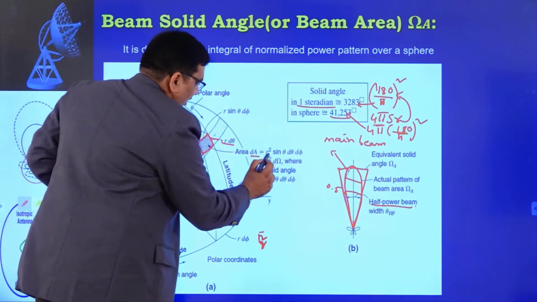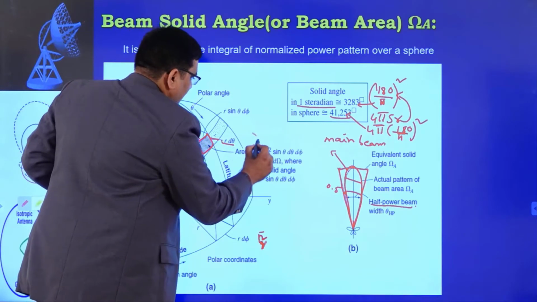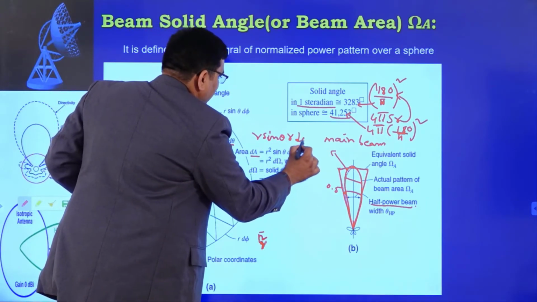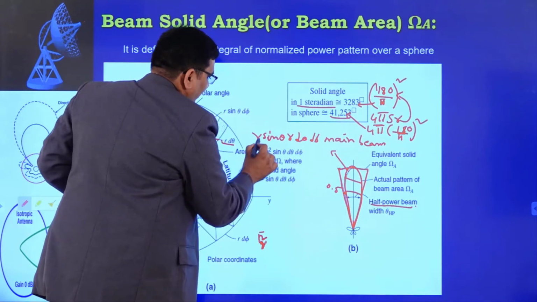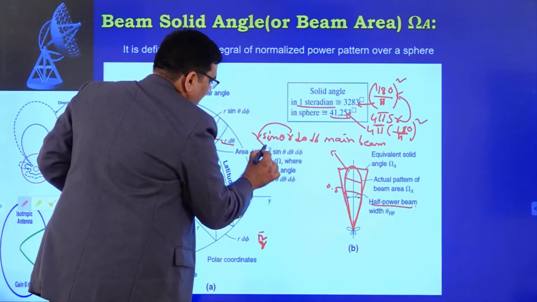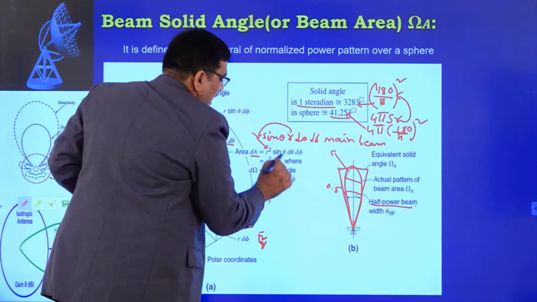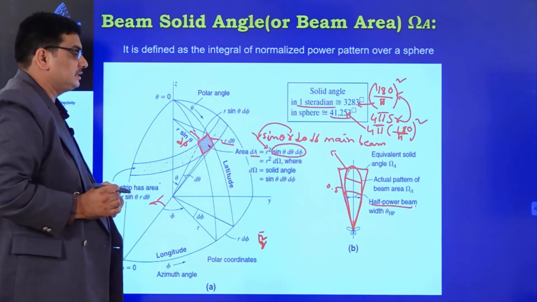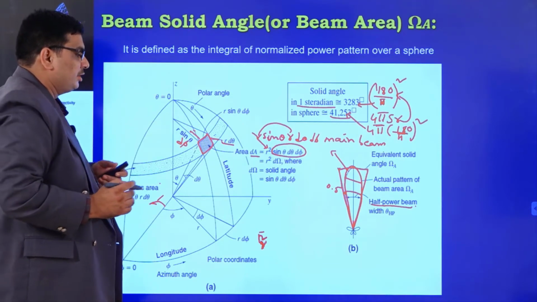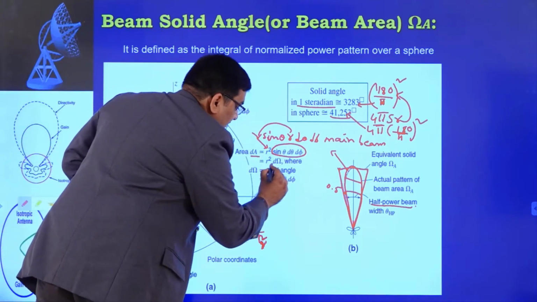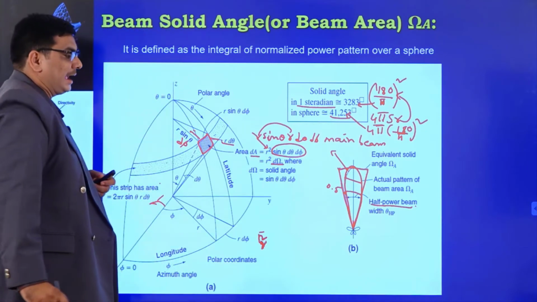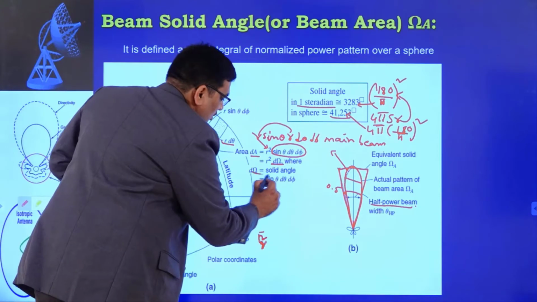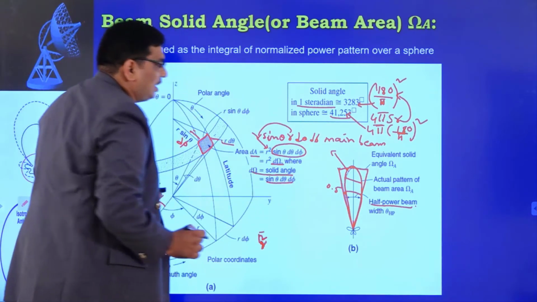So, that is the multiplication of r sin theta into r d theta d phi. If you multiply these two terms, it becomes r square sin theta d theta d phi. So this term sin theta d theta d phi, we can call it the differential solid angle, where the differential solid angle is equal to sin theta d theta d phi.